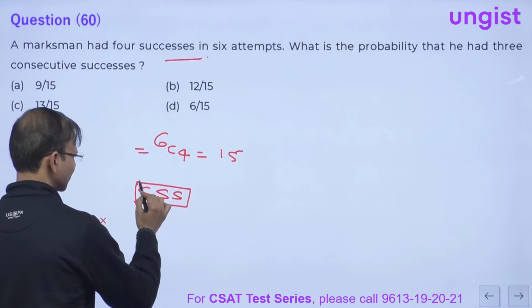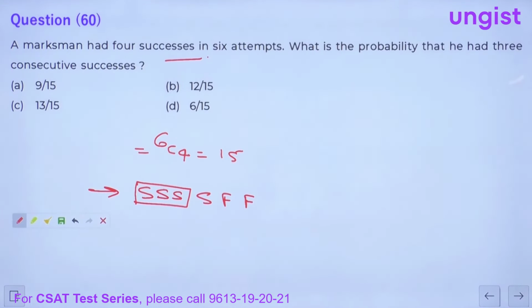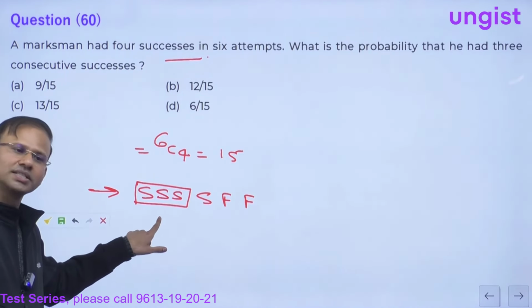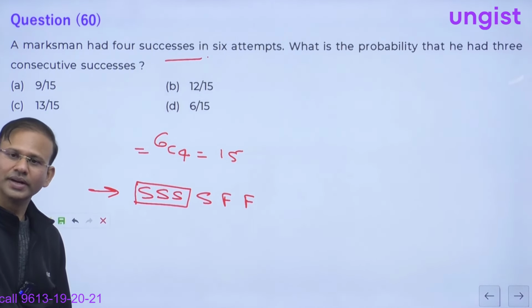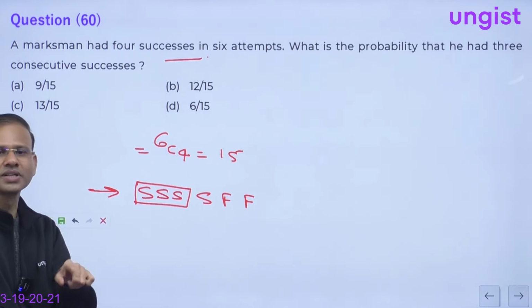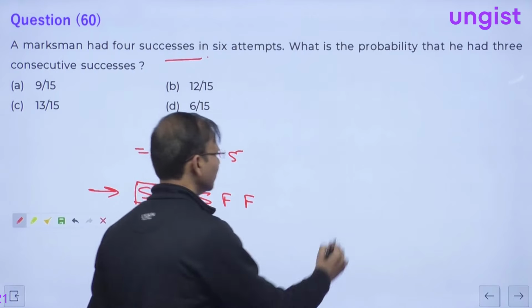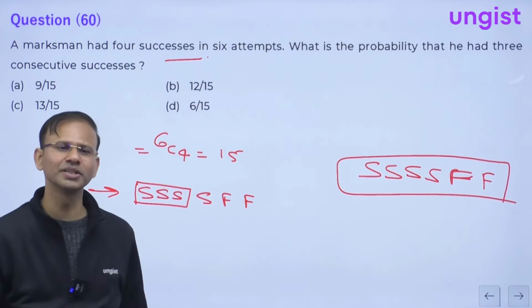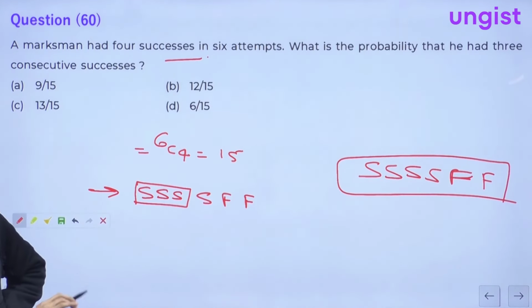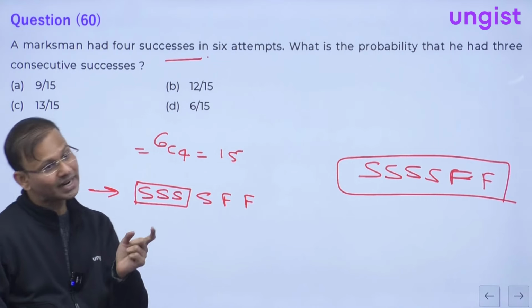3 consecutive successes. So SSS then SFF. Guys, clear? This is the case that question is asking you. But ek cheez ka dhyan rakhiyega. Here we have 3 consecutive successes. That is fine. But if fourth is coming after this, then it will be having 4 consecutive successes. So from 3 consecutive successes, we have to subtract 4 consecutive successes. Clear? I repeat. From 4S and 2F, how many total words are possible with the combination of these things? But 3S are consecutive. So guys, if 3S are consecutive, then if fourth one is also S, then there will be 4 consecutive successes. So we need to consider that case separately, right?